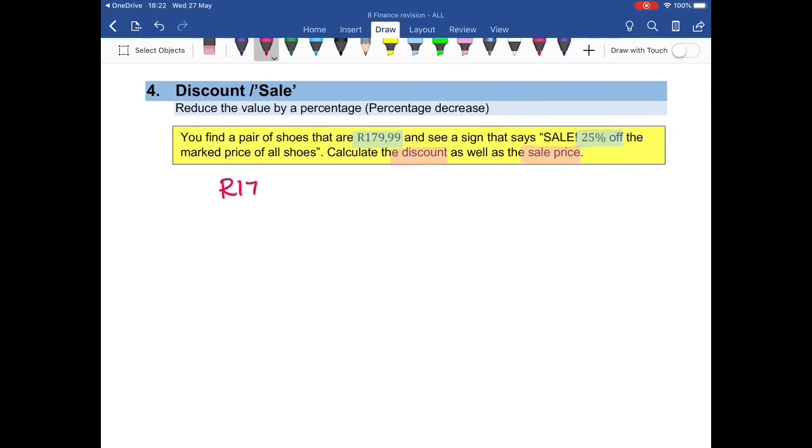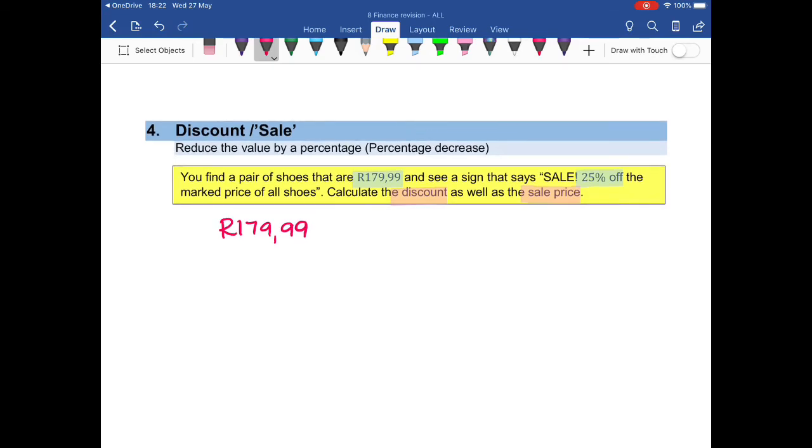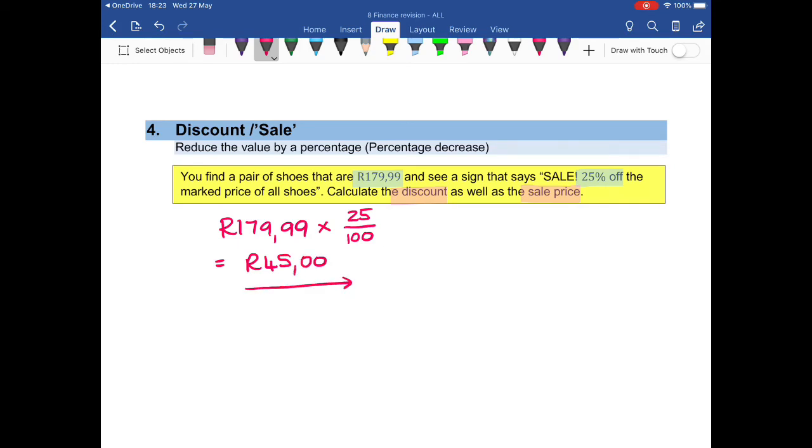So you have 179.99, 179 Rand. What is the discount? You've got to find 25% of that. The percent, so that's why we write it like that, because it is part of the calculation. And if I go and do that on my calculator, I will see that I get to 45 Rand. So that means I am going to put 45 Rand back in my pocket because I bought it on sale.